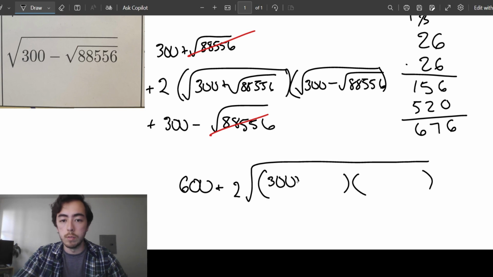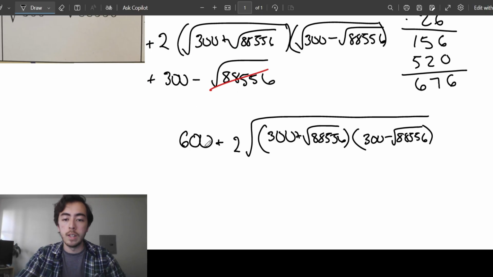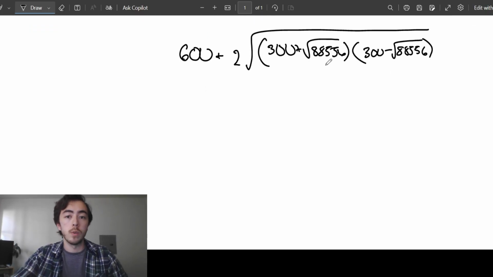So 300 plus root 88,556, and then 300 minus root 88,556. And I'm going to simplify the stuff underneath the square root sign here.